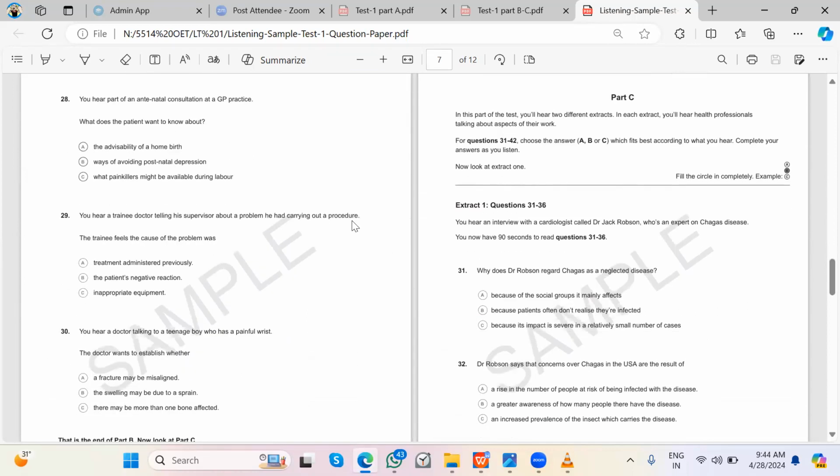Question 28. You hear part of an antenatal consultation at a GP practice. Now read the question.